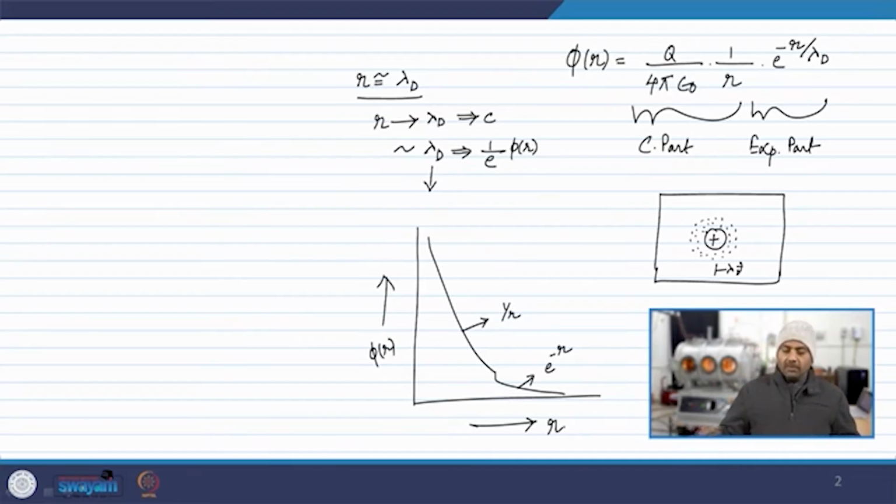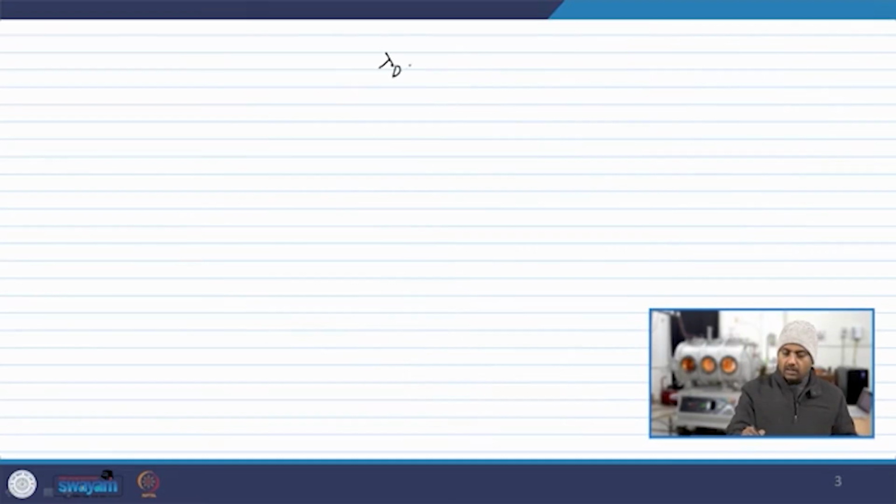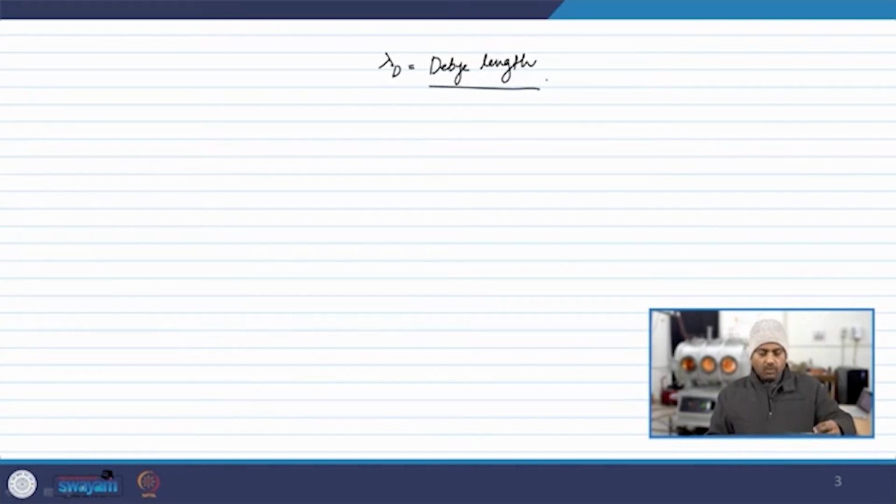So, the quantity lambda D which was defined is called the Debye length, right. So, Debye length, if you want to define it, is the distance up to which an external electric field can penetrate into the plasma, as simple as that. So, lambda D can be written as square root of epsilon naught k B T divided by n e square.